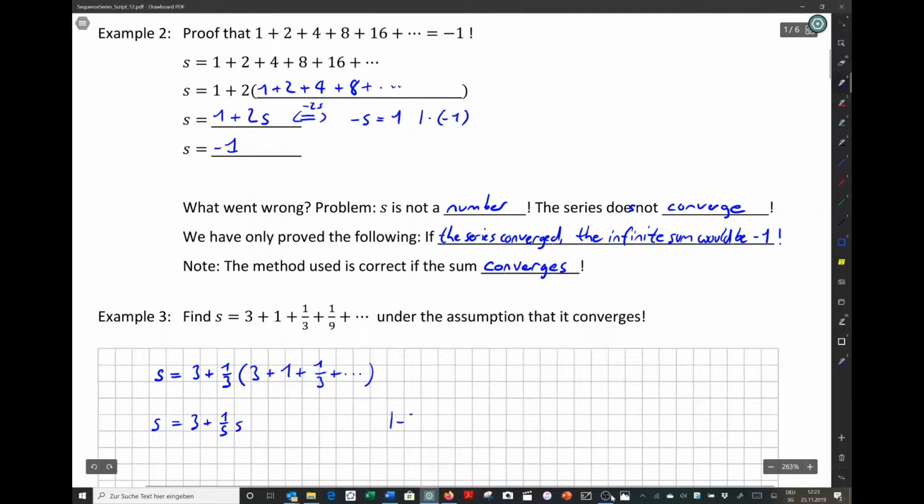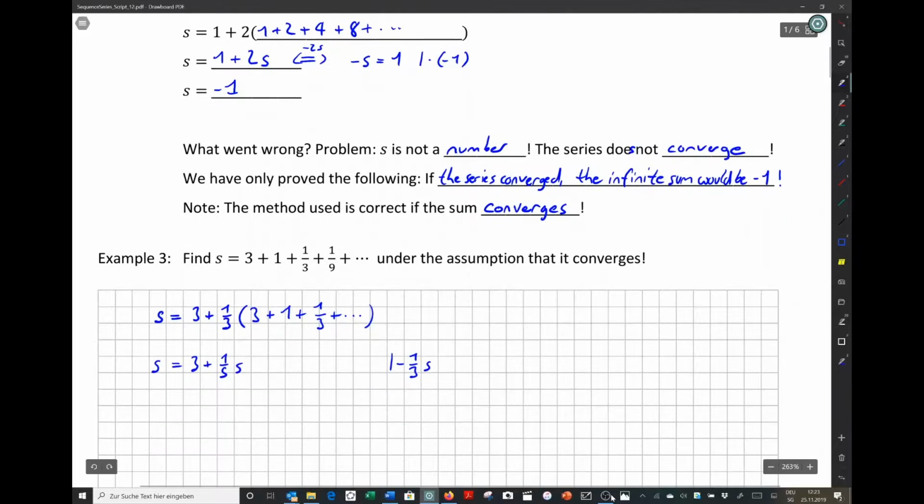Let us subtract 1/3 of S. We get 2/3 of S is equal to 3. We multiply by 3/2, and we find out S is 9/2.